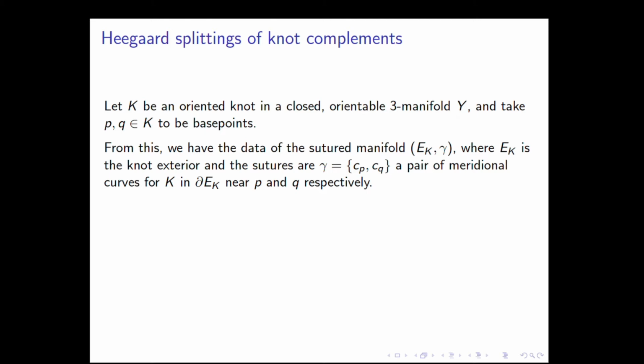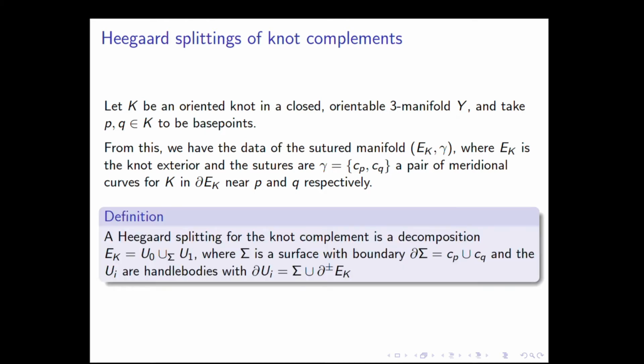Those two meridional curves divide the torus boundary into two pieces, two cylinders, which are usually called the positive and negative portions of the boundary. So then a Heegaard splitting for the knot complement is a decomposition of the exterior into two handlebodies glued along a surface with boundary. In this case, the boundary of the surface is going to be the pair of meridional curves. And the handlebodies will have boundary given by that surface together with some portion of the boundary of the knot exterior, either the positive or the negative portion. So in this case, maybe U0 has the positive portion and U1 has the negative portion.